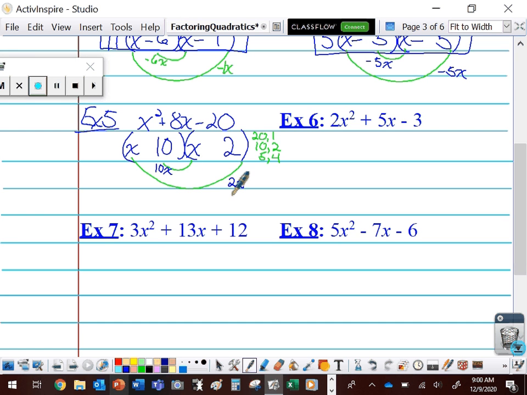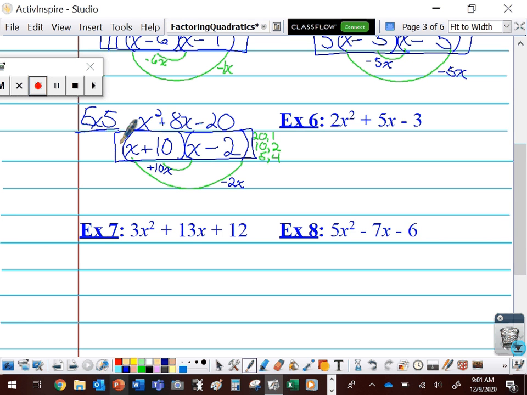So these are the numbers that I want. They're in the right places. I need to pick where the signs go. 10x is the larger outer or inner, and the larger outer or inner gets the same sign as bx. So this 10x has to be plus, which means that this 10 has to be plus. So this 2 has to be minus 2x, so this has to be x minus 2. And there we go. This is the factoring that we want.